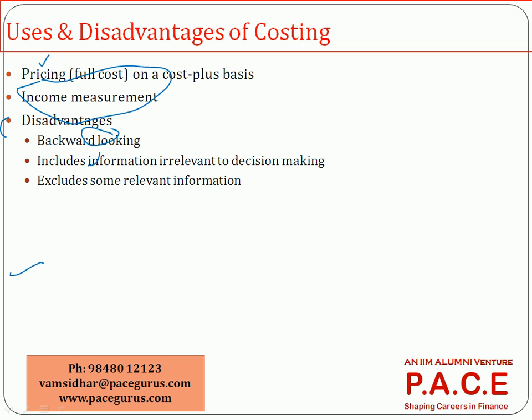But in isolation, the costing mechanism is more and more of a backward looking approach. So it gives me more information which is irrelevant than relevant for decision making, and that is where it has a very severe limitation. But overall, if I have to be successful in my budgeting process, then I should really take care of understanding the costing process more and more effectively.